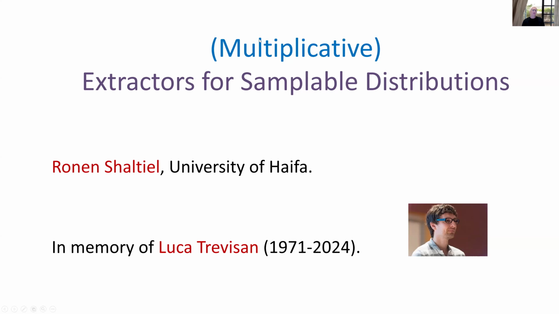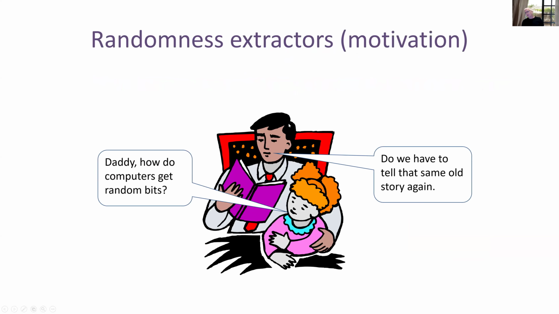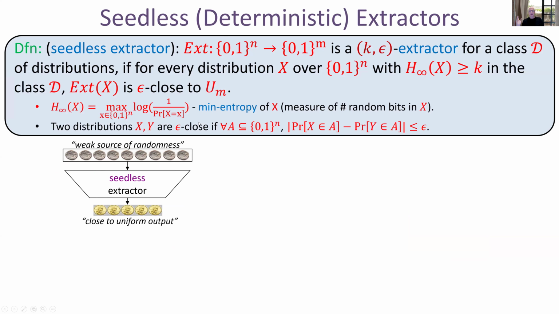I'm going to talk about multiplicative extractors for sampleable distributions, and this talk is dedicated to the memory of Luca Trevisan. So this is a talk about extractors. So we all know the motivation for randomness extractors, mainly how do computers get random bits. And let me review the standard definition of extractors.